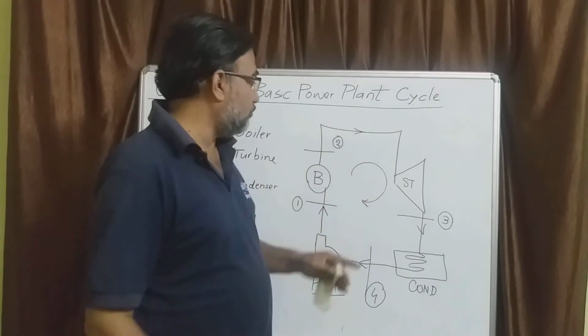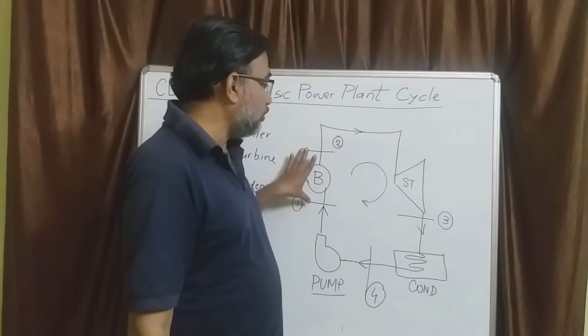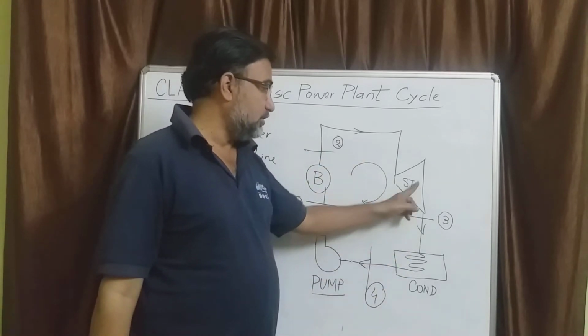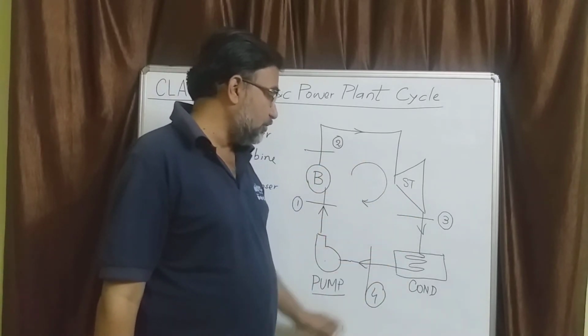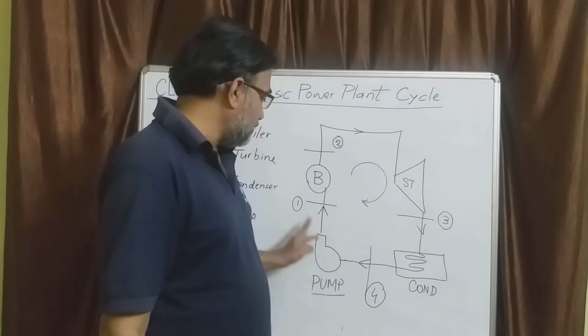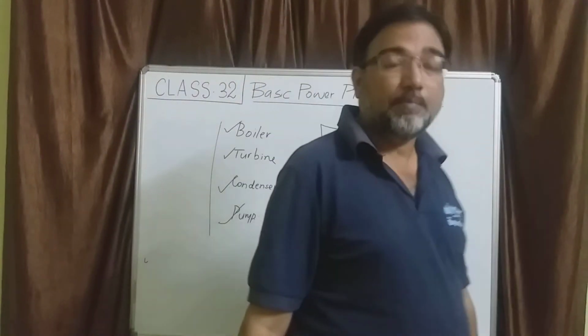1, 2, 3, 4. In between 1, 2, you have the boiler. In between 2, 3, you have the turbine. In between 3, 4, you have the condenser, and in between 4 and 1 you have the pump.